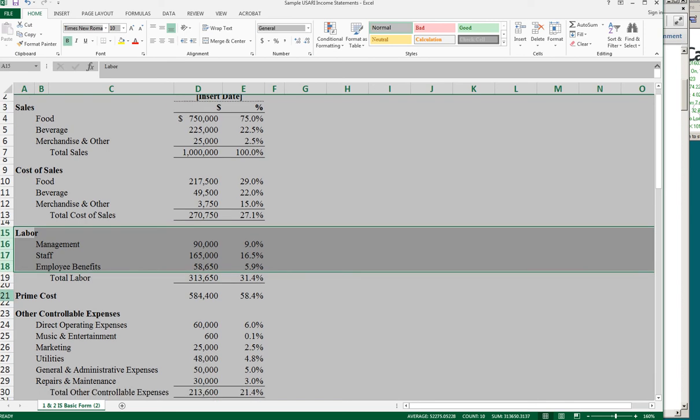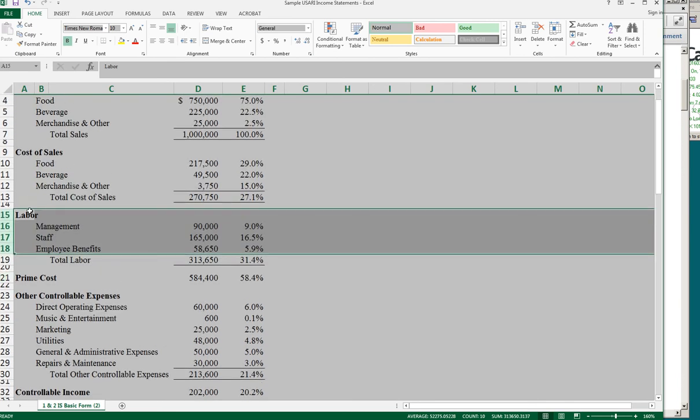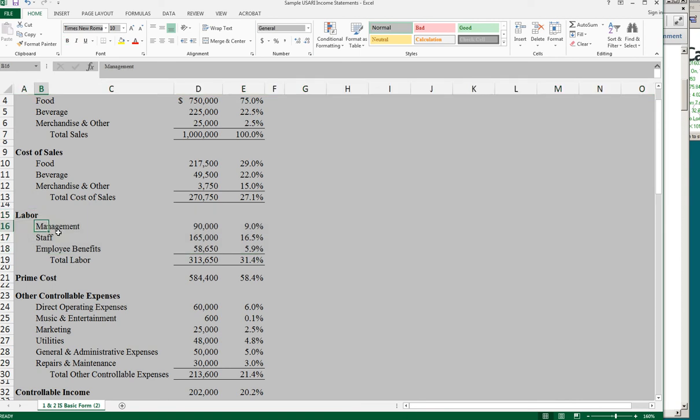In the Uniform System of Accounts 8th edition, there's a separate labor section. So labor is separated out right underneath cost of sales, and labor is broken out by management, staff, and then the employee benefits of both management and staff.